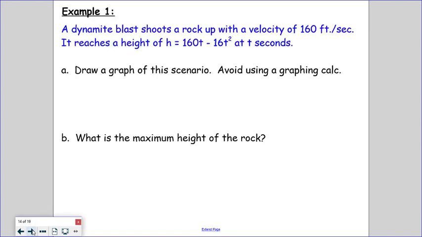All right, so finally taking all of those new words and vocab and such and putting them into some examples and how can we attack each of these. It says a dynamite blast shoots a rock up with a velocity of 160 feet per second. It reaches a height of h, and I would call that h of t, equals 160t minus 16t squared at t seconds, or t is measured in seconds. One thing I want to clarify in the top there, it says a dynamite blast shoots a rock up with a velocity. That's an initial velocity.